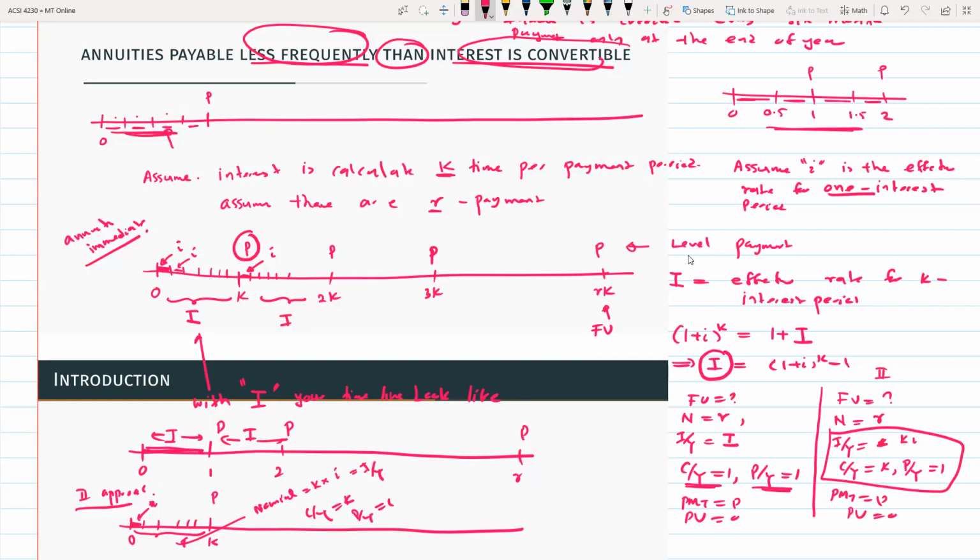So you really have two approaches. Either you calculate the effective rate for the entire time period, which is capital I, using this formula, or you go with the second approach, but then you have to enter the nominal rate as K times i. Whatever rate is given per interest period, you multiply by how many times you are compounding, and that gives you the nominal rate. Then change compounding per year to K, and payment per year to 1. If you go with the first approach, compounding per year is 1 because you have the effective rate, payment per year is 1, and the rate is capital I, which is effective.